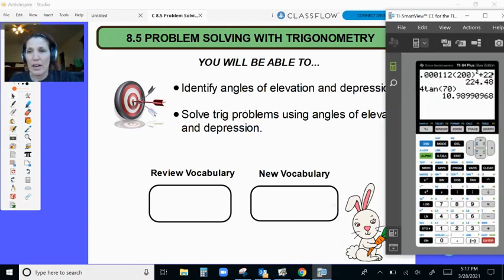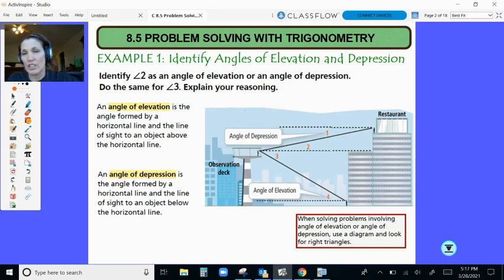We're going to begin applying some of our trigonometry functions and ratios, starting with learning what angles of elevation and depression are. Okay, so first of all, angle of elevation and depression. Angle of elevation is an angle formed by a horizontal line and the line of sight to an object above the horizontal line. So think of if I'm this person here standing on the ground, right? And I'm looking straight forward with my eyes. Okay, so I'm looking straight forward. That's my horizontal line. And anything that makes my eyes look up is an angle of elevation.